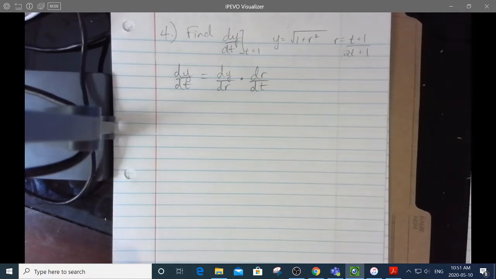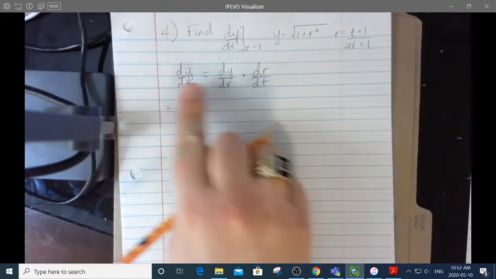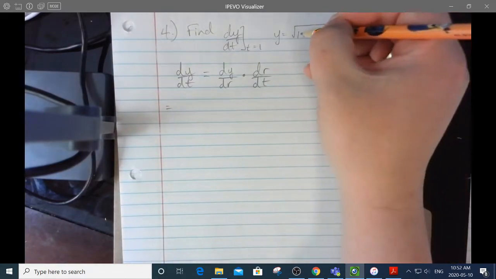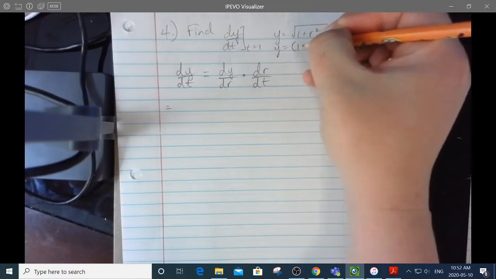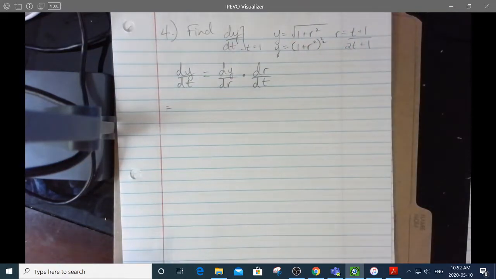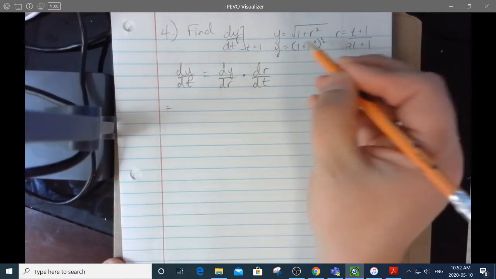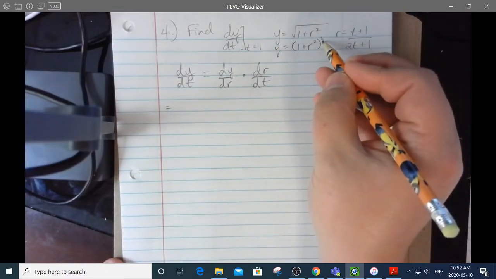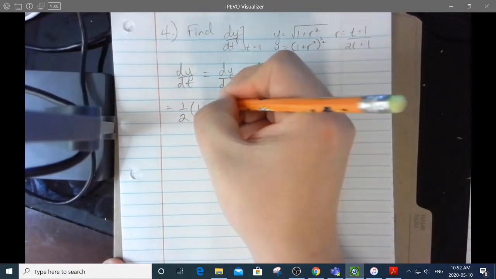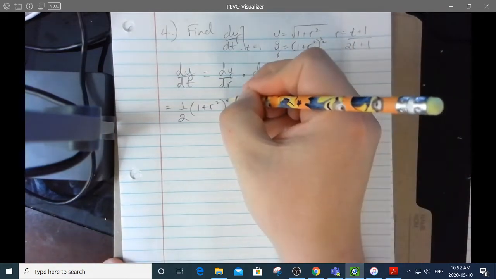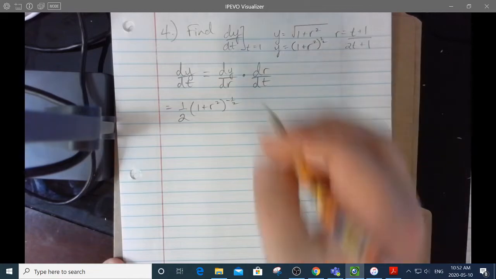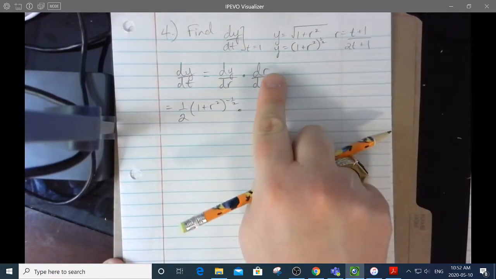So let's actually find what this is. Let's start with what's dy/dr. Well, that's just simple chain rule. Remember, I can write this as 1 plus r squared to the 1/2, right? So if I'm going to find the derivative of this with respect to r, the exponent becomes a coefficient, and then you leave the bracket alone, but you put minus 1 from the exponent, and then you multiply by the derivative inside.